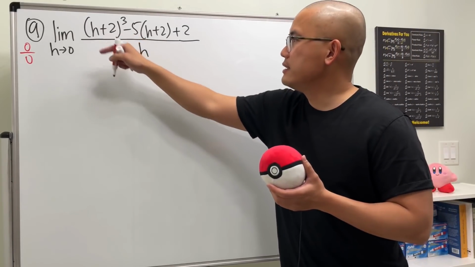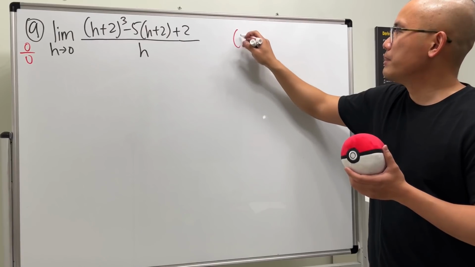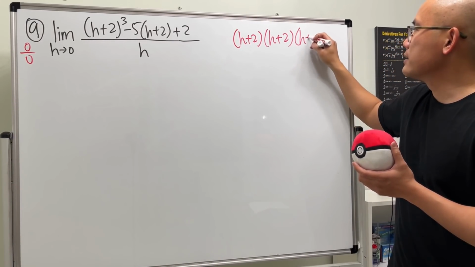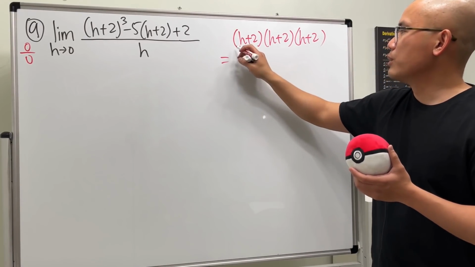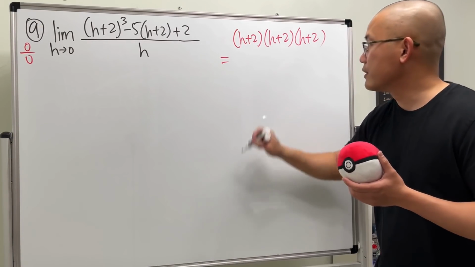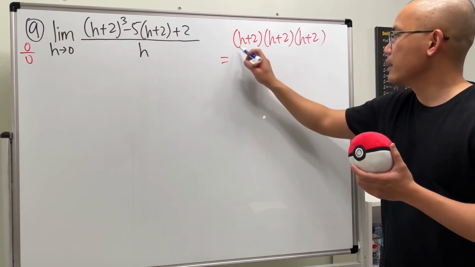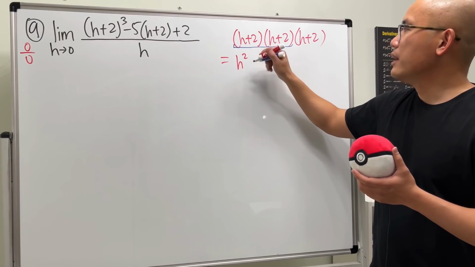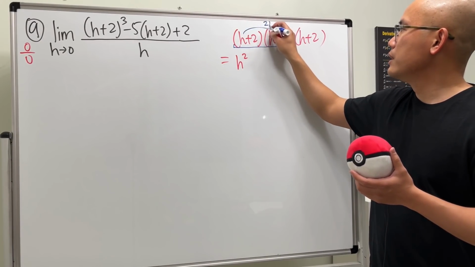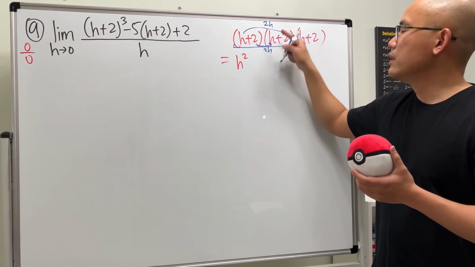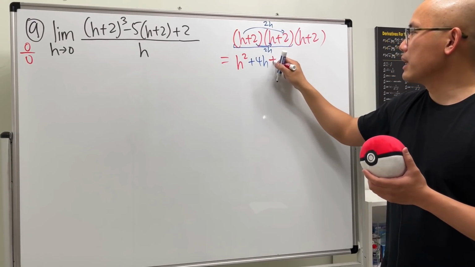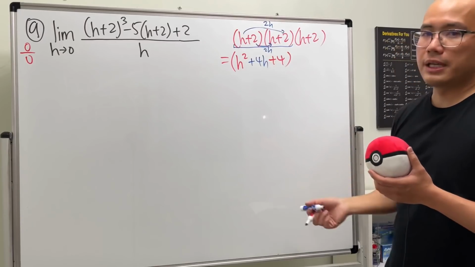So let me write this down 3 times on the side. We are talking about h plus 2 times h plus 2 times h plus 2. And then let's multiply out this and that first. I will put this down in blue. Okay. So when we do that, we get h squared, and this times this is 2h, and then we have another 2h. Combine them, we get plus 4h. And then lastly, we have the plus 4.